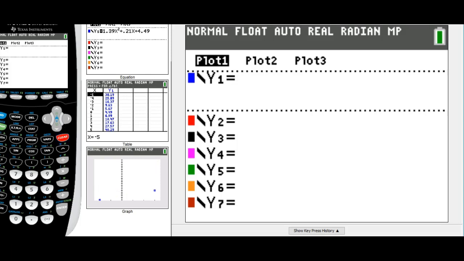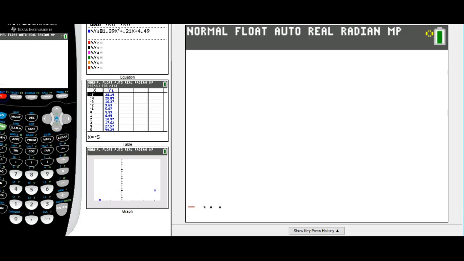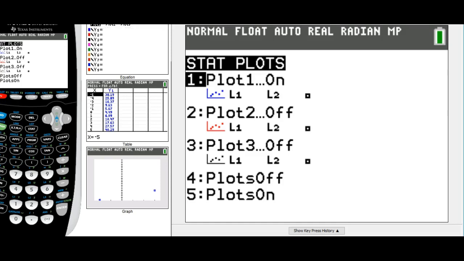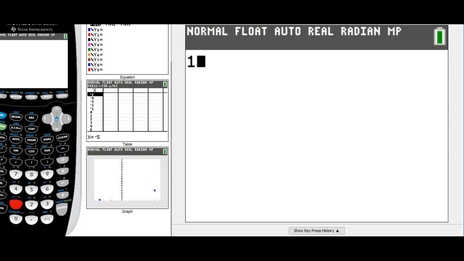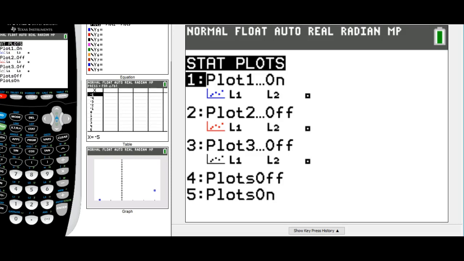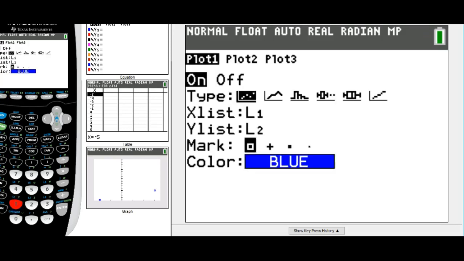Then I would go to second y equals, that's our stat plot. I need to pick one of these, so I pick number 1. Mine's already on, but if it's not on, I turn it on. Like yours right now looks like this. And that means it's off because the solid black is on Off. So I want to turn it on. See where it's blinking On? I just hit enter, and now it's on.